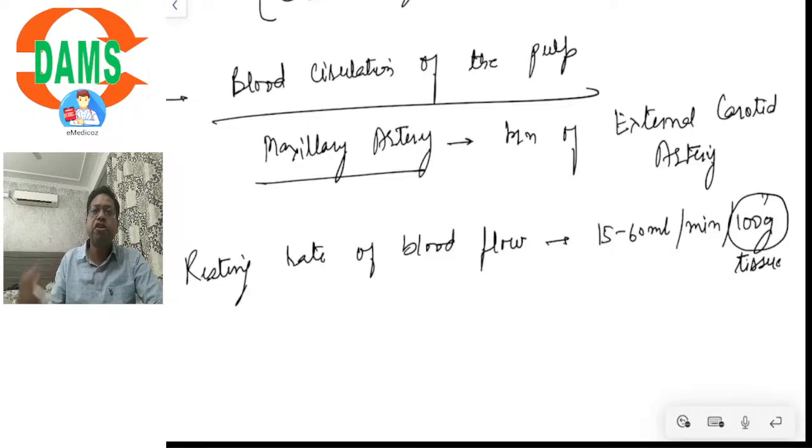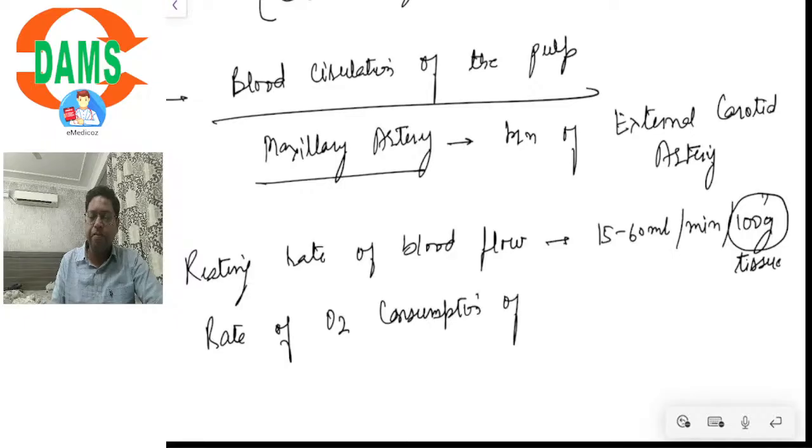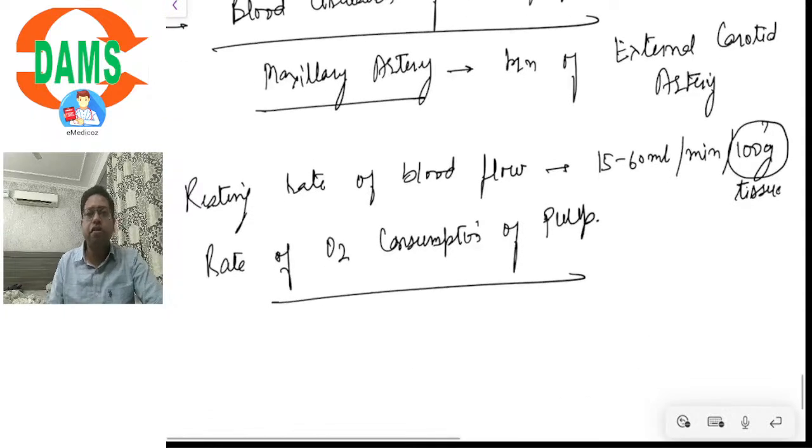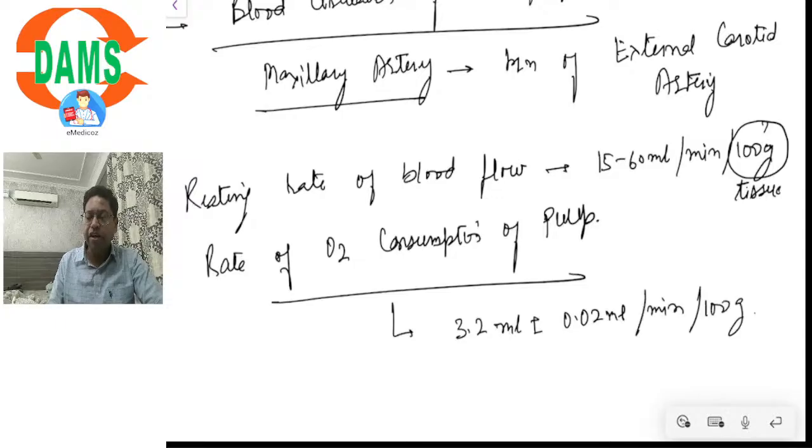Now, whenever there is blood circulation, blood consists of hemoglobin that carries the oxygen. So another way is the rate of oxygen consumption of dental pulp. What is the rate of oxygen consumption of the dental pulp? It is in the range of 3.2 ml plus minus 0.02 ml per minute per 100 gram tissue. Both the figures I have given you are for 100 gram of the tissue. Okay, the rate of oxygen consumption.